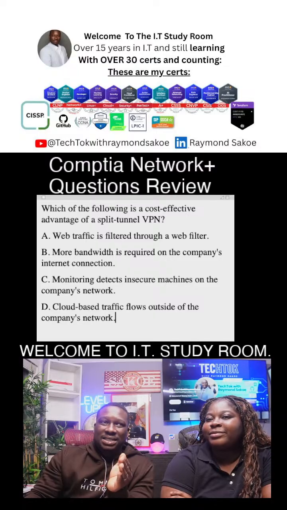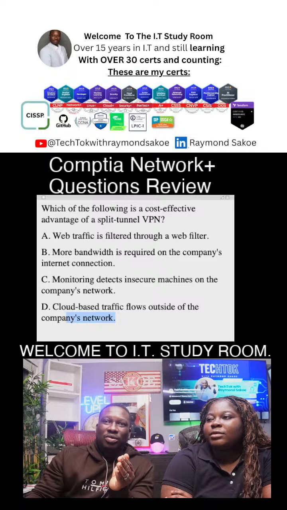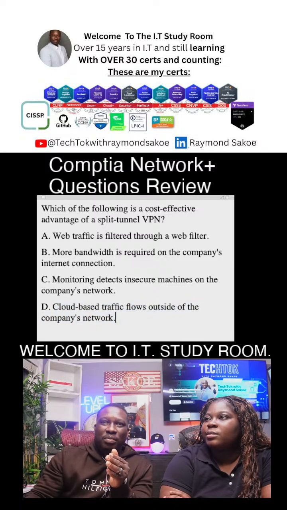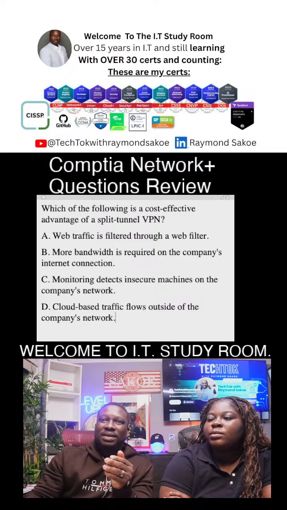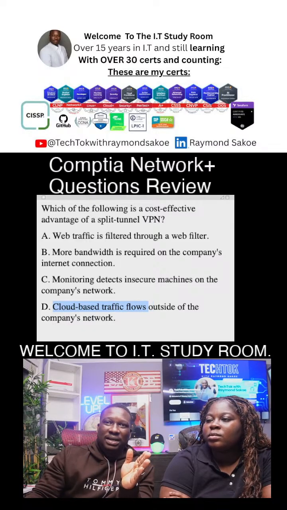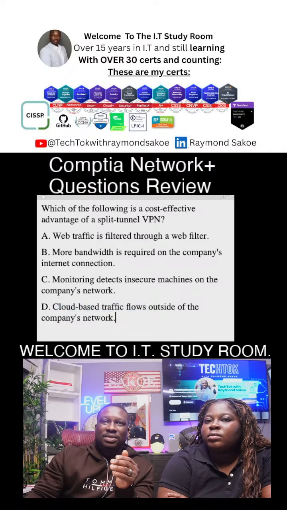It takes up bandwidth, right? So the more traffic that goes through the corporate network, the more congested the network can be. But with split tunnel, you have the option to have cloud-based traffic go outside the company's network. So that is it.